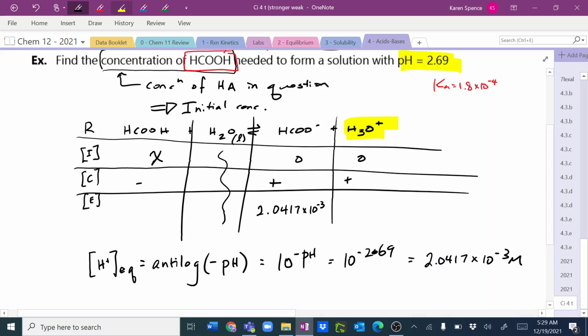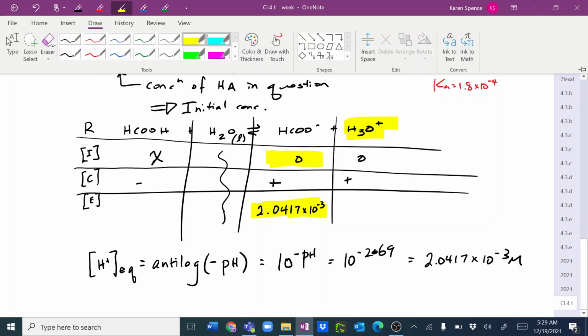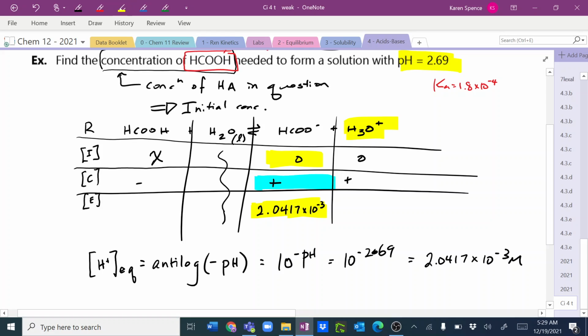If I know an initial concentration and an equilibrium concentration, that means that I can find the change in concentration because I can subtract one from the other. And in this case, the subtraction is really super simple, and I just get 2.0417 times 10 to the negative 3. There we go. My other changes will all be the same because it is a 1 to 1 to 1 ratio. So this will be 2.0417 times 10 to the negative 3.